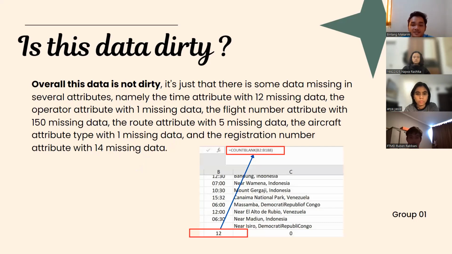It's just that there is some data missing in several attributes, namely the time attribute with 12 missing data, the operator attribute with 1 missing data, the flight number attribute with 150 missing data, the route attribute with 5 missing data, the aircraft type attribute with 1 missing data, and the registration number attribute with 14 missing data. And this is the formula for finding missing data.